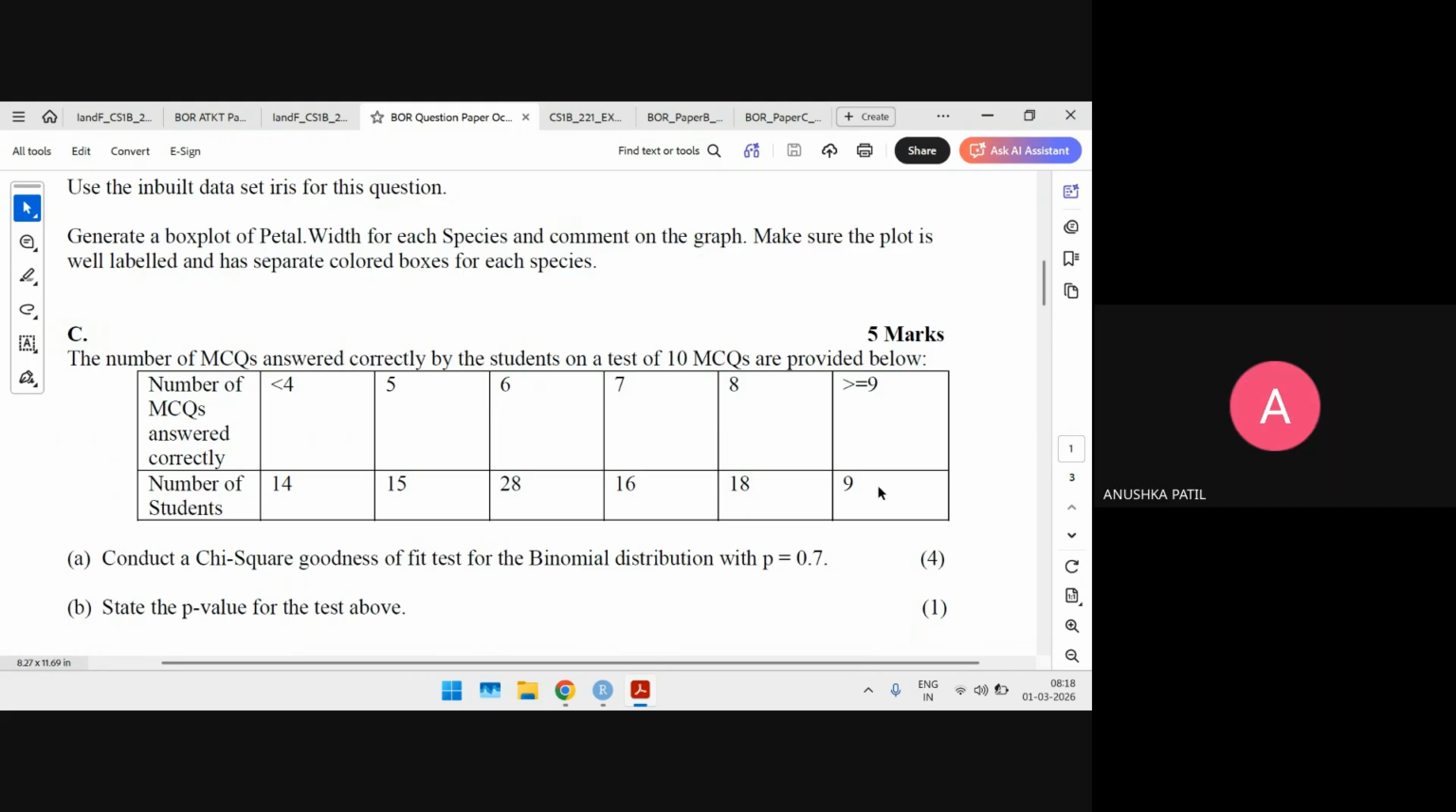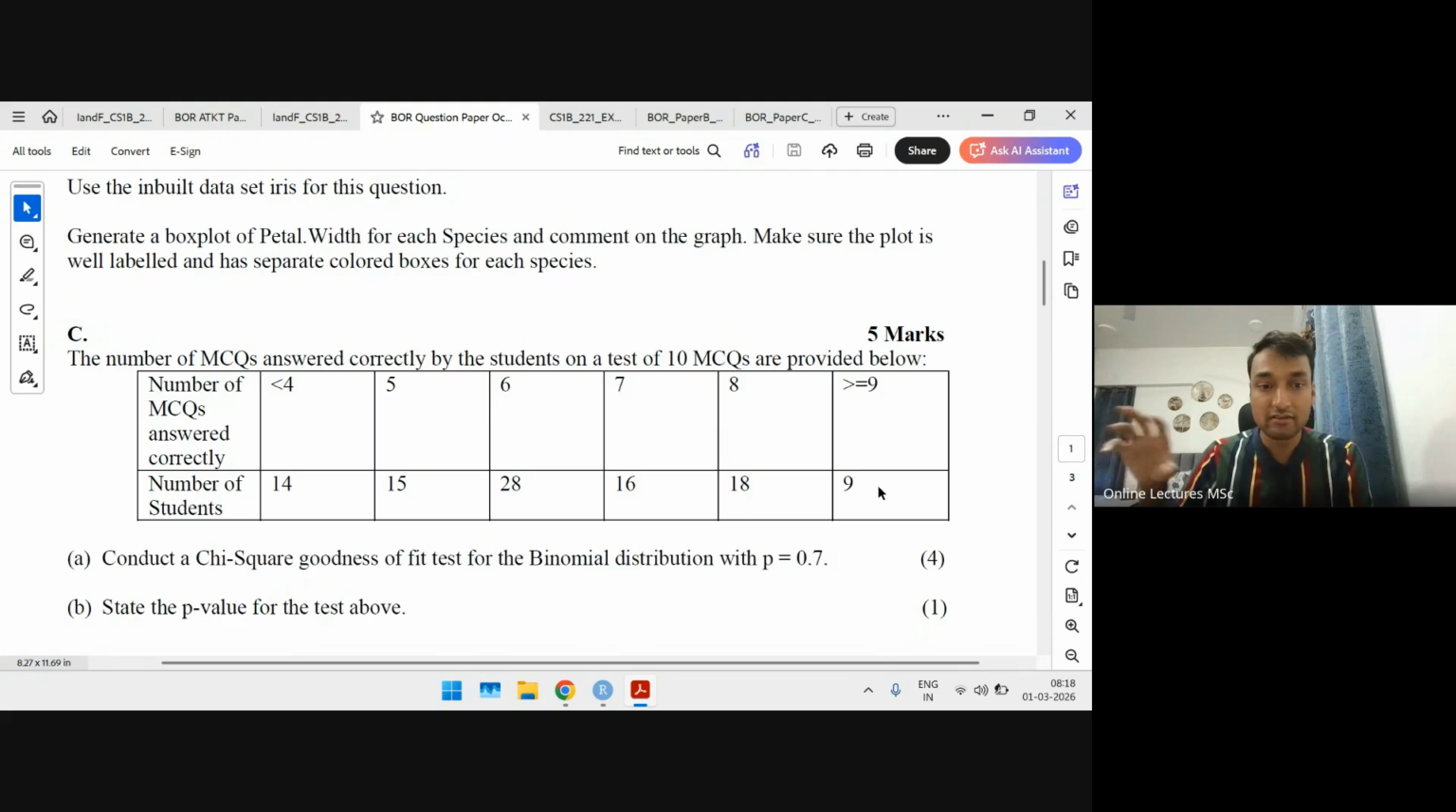Makes sense, everyone? So it's OI minus EI. Again, that formula, if you remember. Yes, sir.